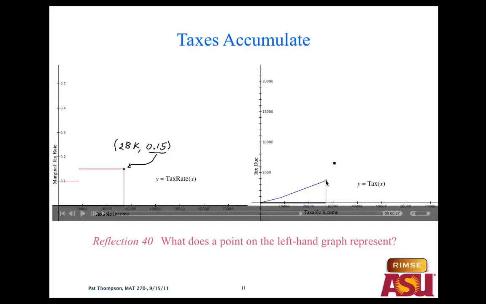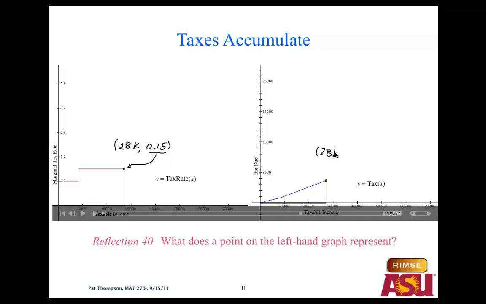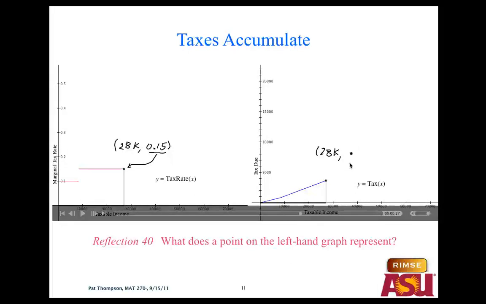Sterling, you're up. So what does the point on the right graph represent? That's the amount of tax due for 28,000. And can we estimate that? Something like 3,000, something like that? Yeah.